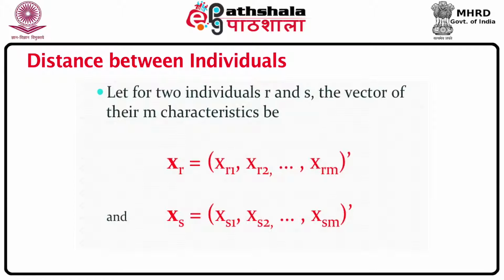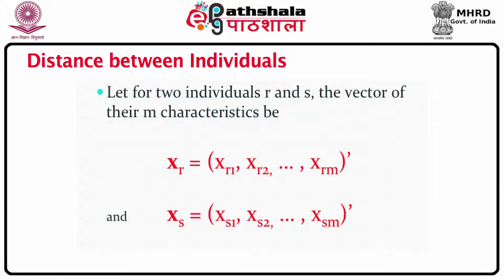Let for two individuals, say R and S, we define the vector of their M characteristics by XR, which is XR1, XR2, ... XRM, that is the M characteristics of this rth individual, and XS, which is XS1, XS2, ... XSM, which are the M characteristics of the second individual. So how do you define the distance between this rth and the sth individual?